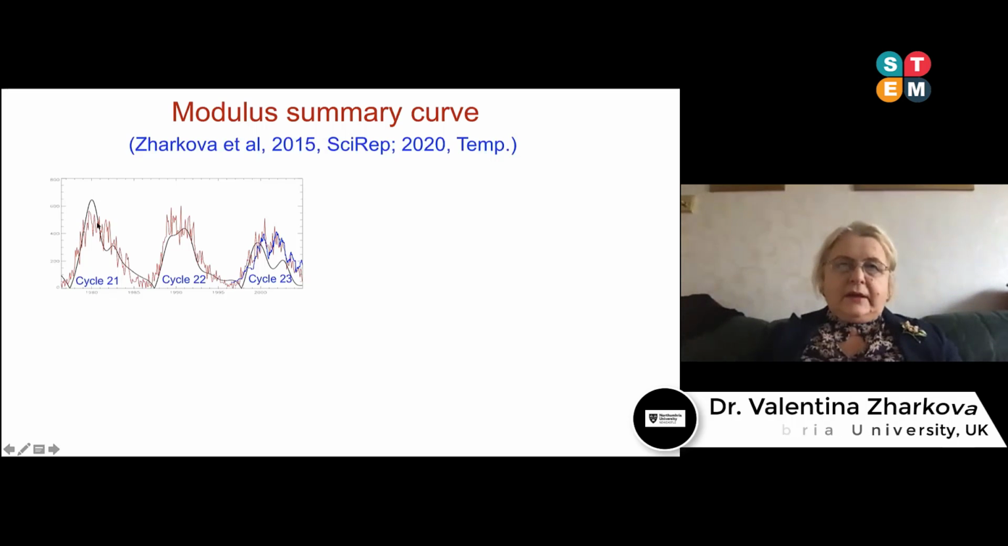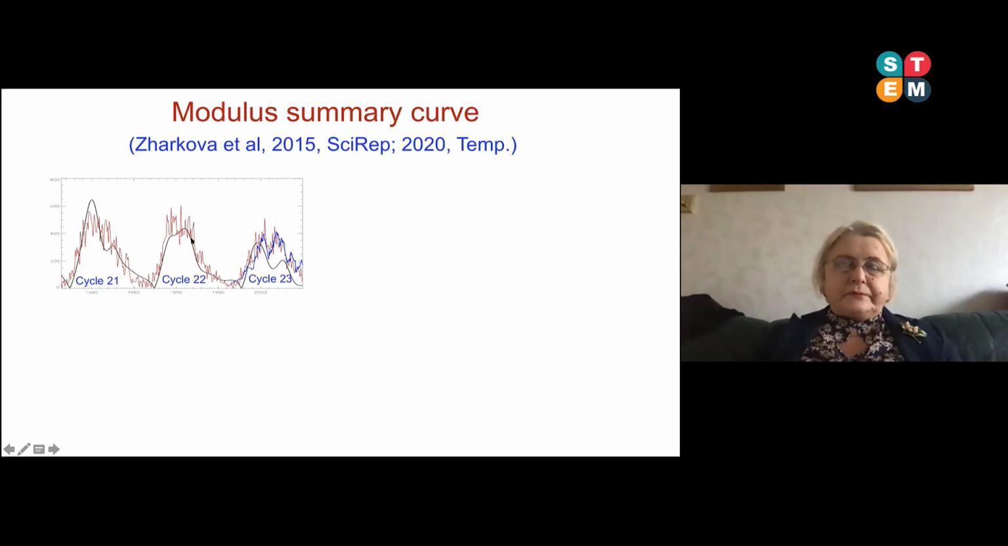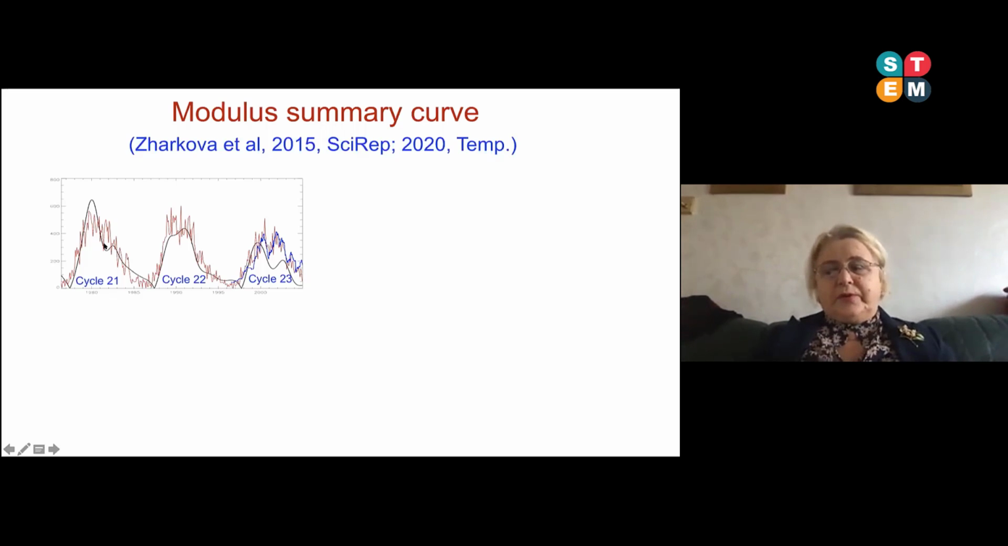So this dark line is our modulus curve, and the red data, these are real data, average sunspot number, which we took from the catalog. And as you can see nicely, this modulus summary curve reproduces pretty nicely our solar activity index.